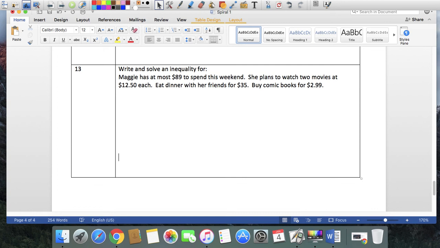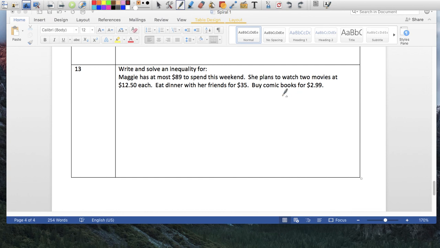Wasn't that bad. Maggie has at most $89 to spend this week. She wants to watch 2 movies at $12.50 each, eat dinner with her friends for $35, and buy comic books for $2.99. So let's set up an inequality here. So at most, which means whatever she's going to spend has to be less than or equal to 89. She's going to watch 2 movies at $12.50 each, so that's $25 on movies.